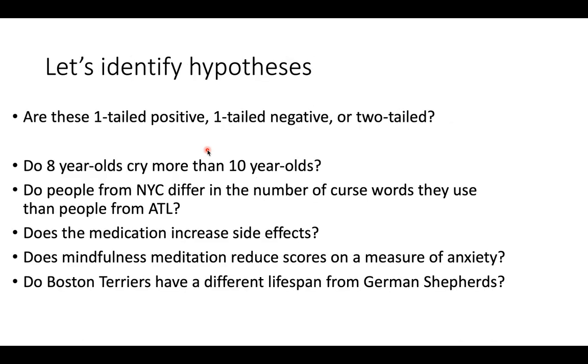So let's work on identifying hypotheses. There are three types of hypotheses you need to be able to identify: a one-tailed positive, a one-tailed negative, or a two-tailed hypothesis. Here we have 5 examples of possible hypotheses. I want you to press pause and take a minute to consider each of these hypotheses in turn and determine whether it's a one-tailed positive, one-tailed negative, or two-tailed. Then hit play and we'll reveal the answers. So go ahead and hit pause and do that now.